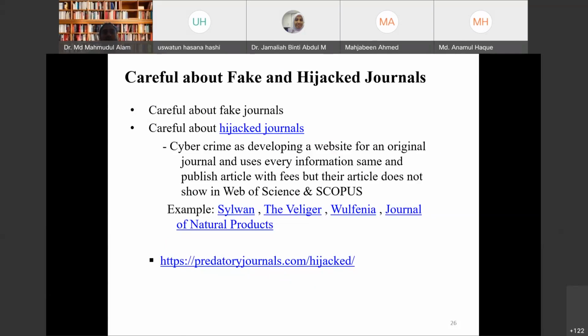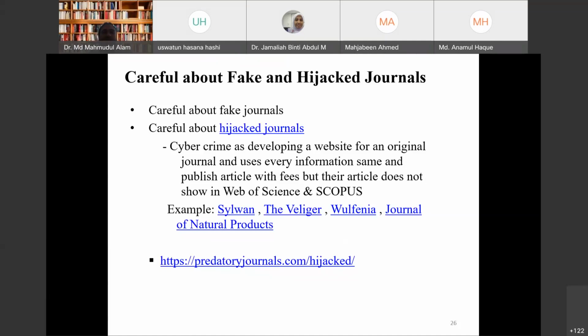Another issue is fake journals or hijacked journals. Some journals are very good, top journals with high impact factors, but they are not English journals. They don't have any website or an English website. Then another scam group makes an English website. This is a false website. They use everything exactly the same as the original journal, same ISSN, same front page, everything the same, but this is a fake website.